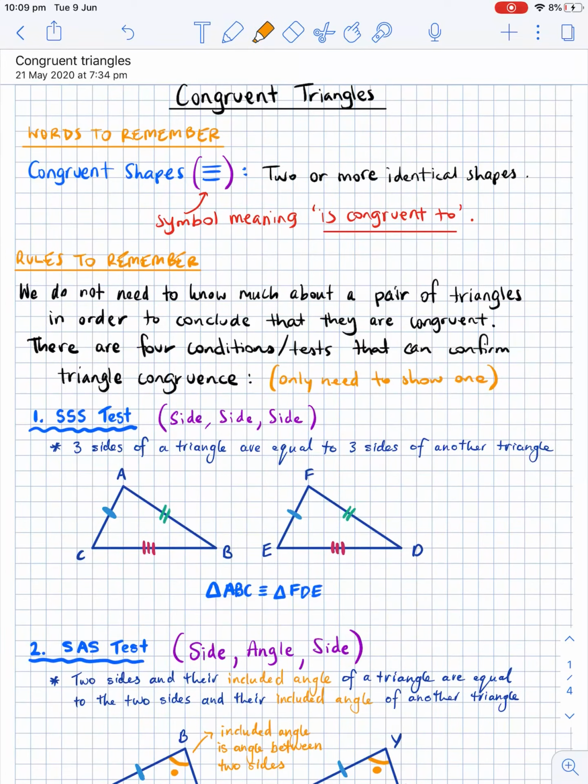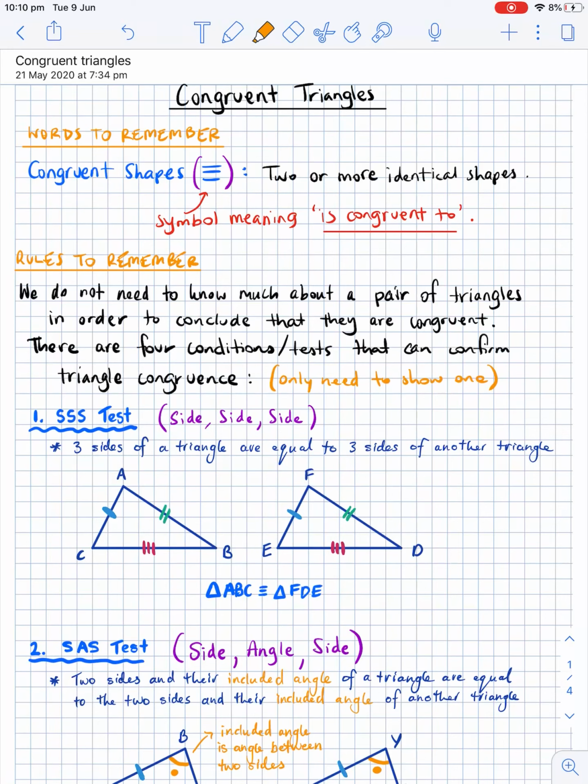Hi guys, for today's lesson we're going to be dealing with congruent triangles. So firstly, what do I mean by this word congruent, or in general congruent shapes? It means two or more identical shapes. So the word congruent refers to this word identical.